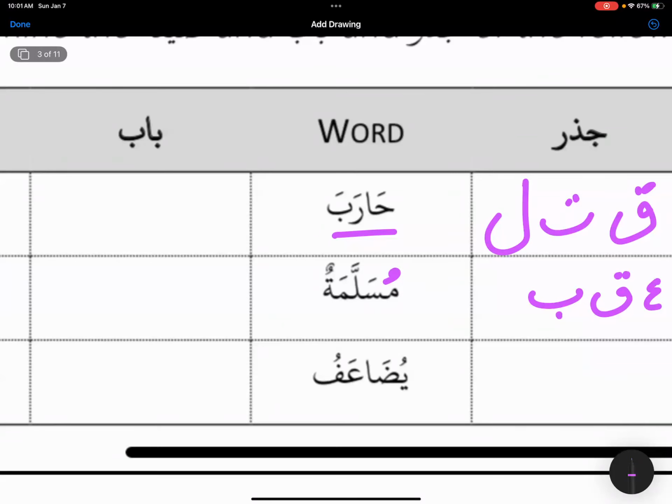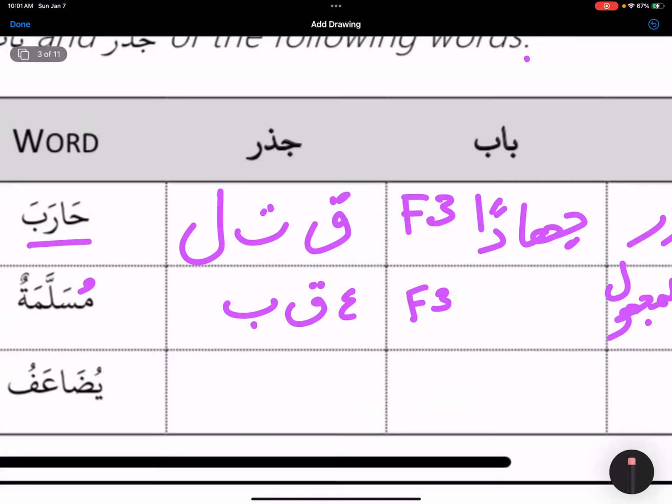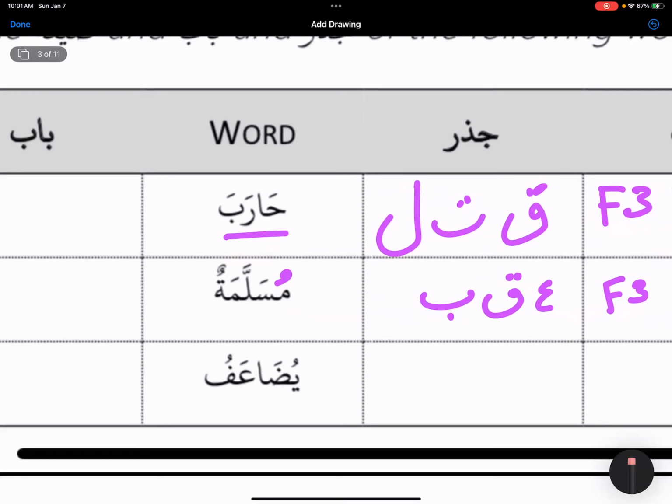Okay, next one, yudwa'afu. Mudari' majhul. Very good. So it is yudwa'afu. What would be the active form of it? Yudha'ifu, yudha'ifu. Exactly. So in active form, it should be kasra over here, right? But it is taking fatha. So that is giving away that this is mudari' majhul, mudari' mabni lil majhul.